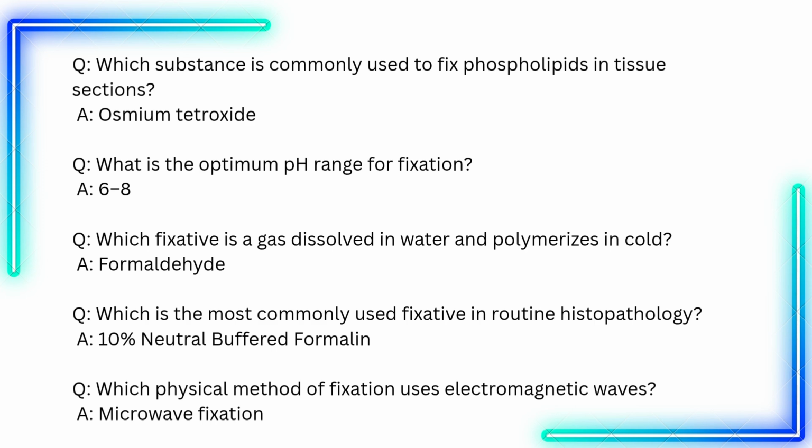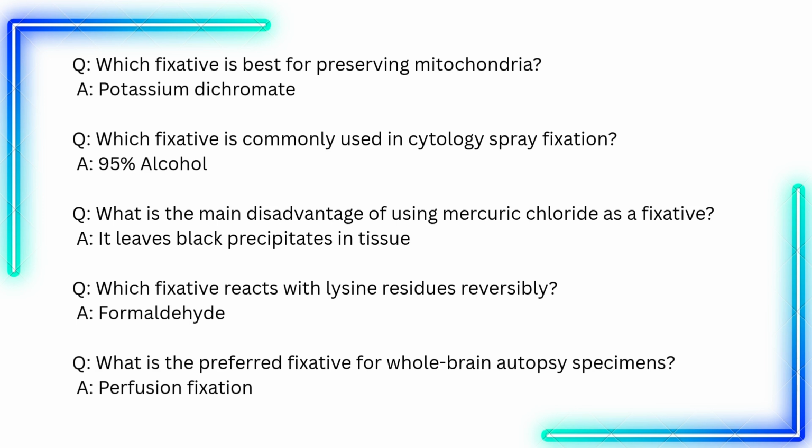Formaldehyde is the answer. Which is the most commonly used fixative in routine histopathology? 10% neutral buffered formalin. Which physical method of fixation uses electromagnetic waves? Of course, it should be microwave fixation. Which fixative is best for preserving mitochondria? Potassium dichromate. Which fixative is commonly used in cytopathology as in case of spray fixation?